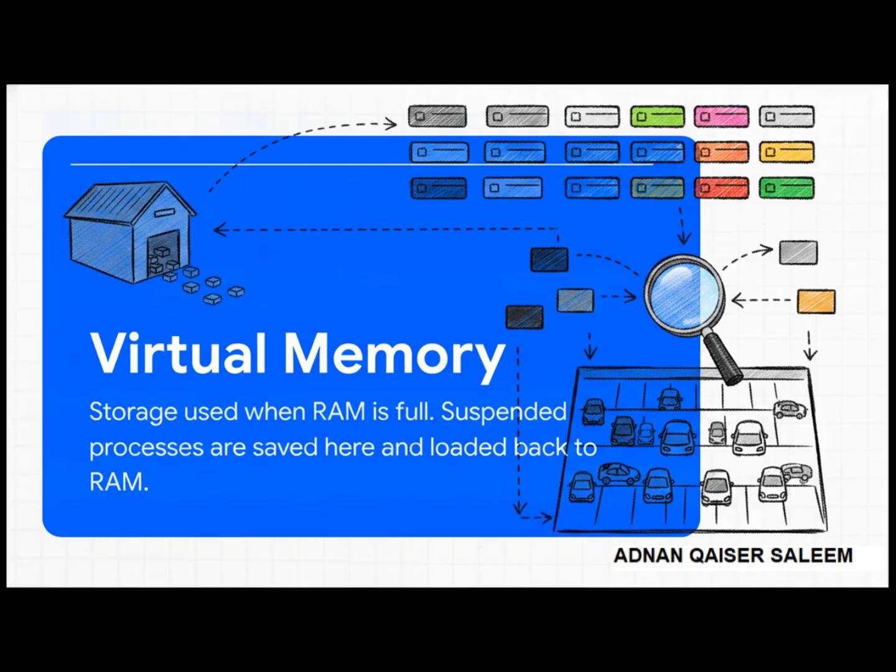Think of this as a sort of overflow parking lot just outside the main warehouse. When your RAM is totally maxed out, maybe because you have 30 browser tabs open at once, the OS takes inactive programs and temporarily pages them out to your hard drive. When you finally click back to that old tab, it swaps it back into RAM. It's a total lifesaver, even though, yeah, it is significantly slower than using physical RAM.